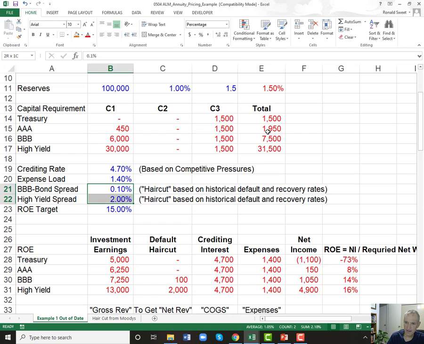Their haircut for triple B bonds is 0.1%. So what that says is every year they want to take out 0.1% and set it aside just in case there's a default. And for the high yield, their haircut is 2%.